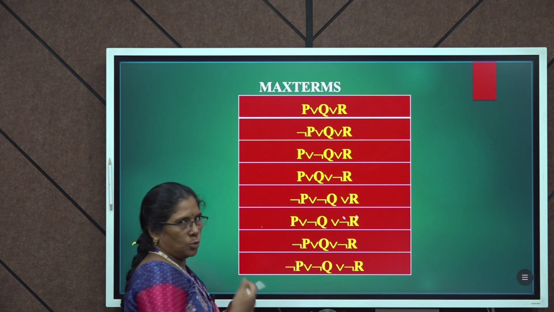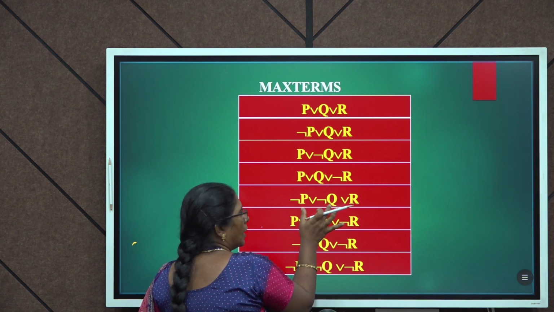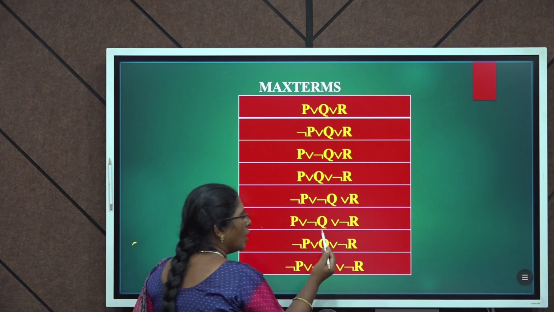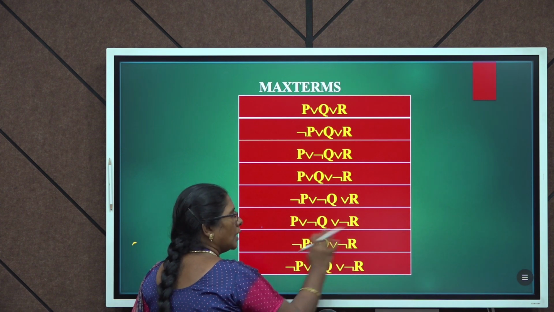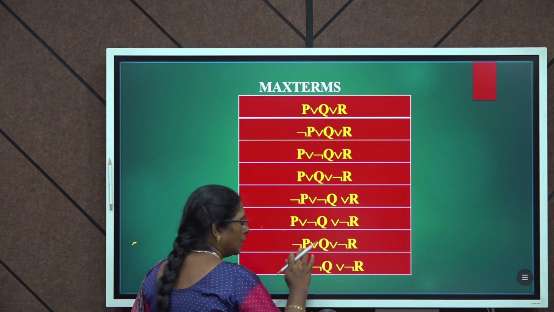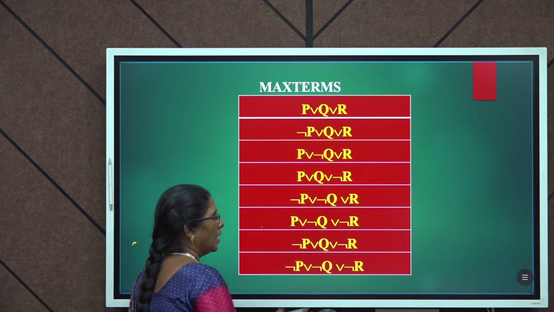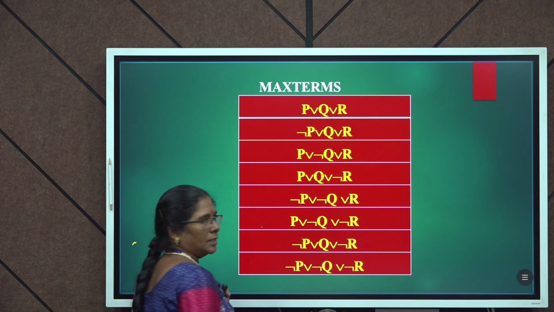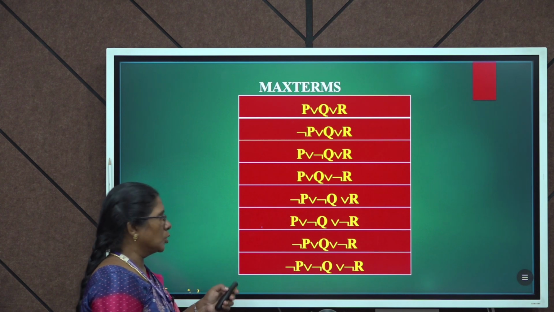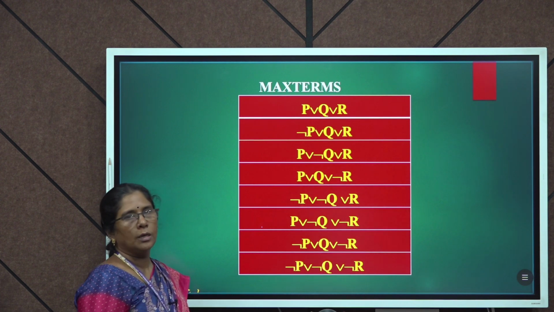Then in the next term, as now we are considering 2 variables, the first 2 variables alone have negation, the third variable does not contain negation. Moving to the next term, the last 2 variables Q and R have negation, while the first variable does not contain negation. Moving to the next term, the first and last variables have negation, while the second does not contain negation, and finally all the 3 variables have negation. So this is a way to write maxterms while there are 3 variables. As I told you, there are 8 possible maxterms or minterms when 3 variables are involved.